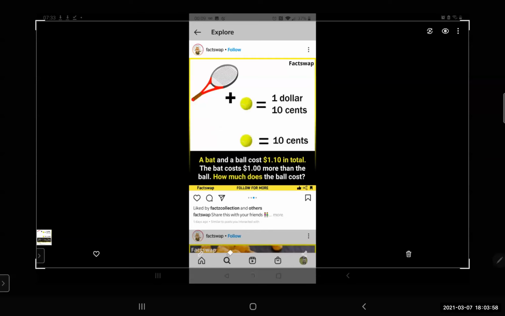Any answers? Or help me understand what's the question first. Padmara? Sir? Did you understand the question? Yes, sir. The bat and ball together is $1.10, and it says the bat is $1 more than the cost of the ball. So what should be the cost of the bat?